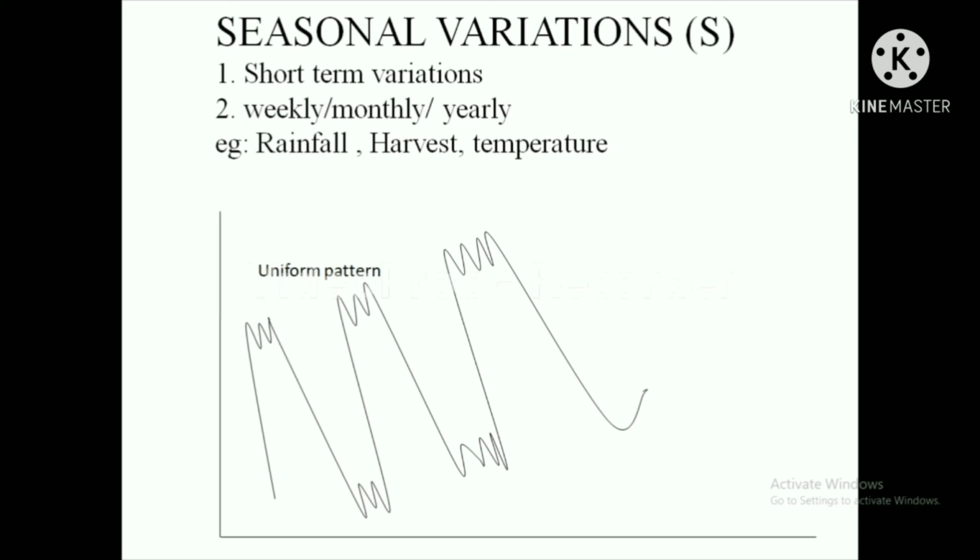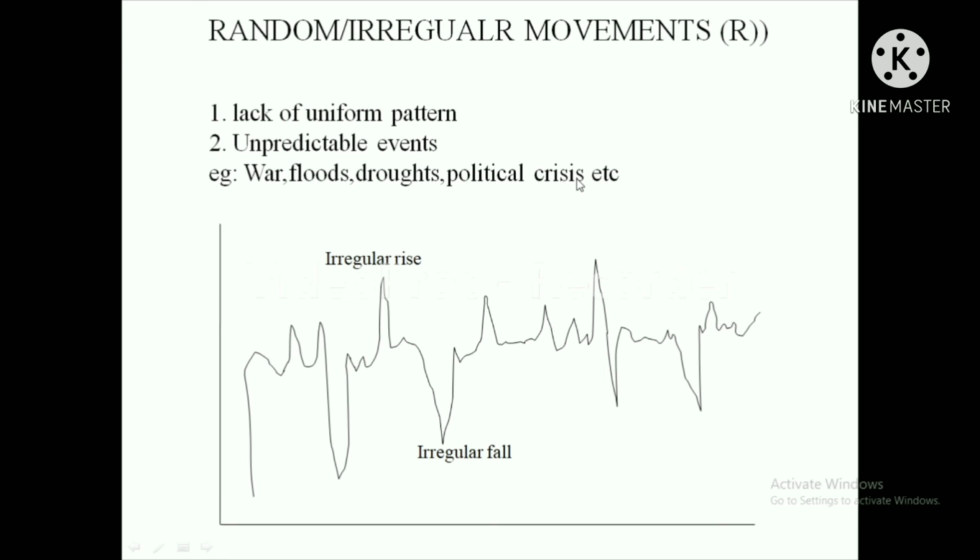So seasonal variation is a short-term variation which may be based on weekly, monthly, yearly analysis. Best example, production during rainy season, or harvest, or changing temperature, for example. Okay, last but not least is random or irregular movement, represented by the letter R. So here, some of the important features of this random irregular movement is it lacks uniform pattern, unpredictable events. So best example is war, flood, droughts, political crisis, etc.